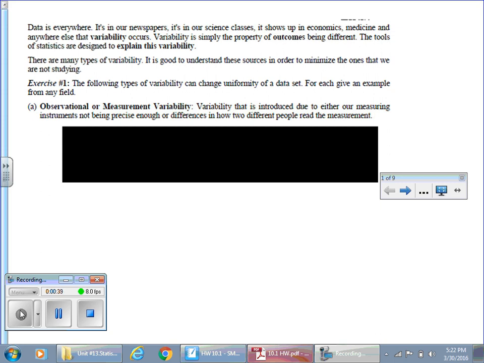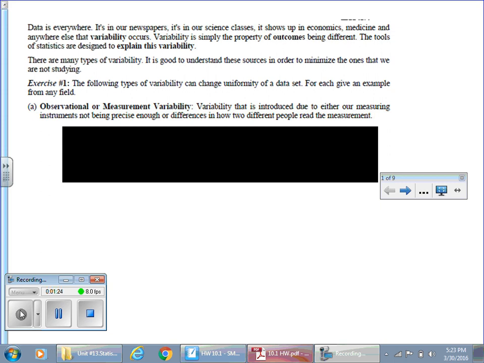So the first type of variability that you see in exercise 1A is observational or measurement variability. This variability is introduced due to either our measuring instruments not being precise enough or differences in how two different people read the measurement. Think about when you take a ruler and measure something, being as precise as possible. Maybe I measure something and I get 2.3 inches, but maybe Miss B measures it and she gets 2.35 inches. So that's an example of variability in measurements.